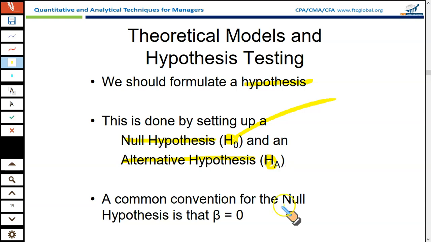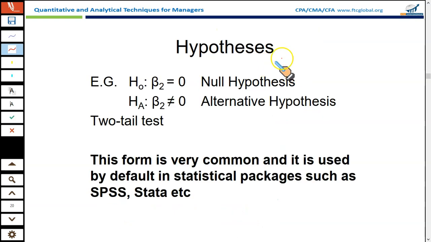A common convention for the null hypothesis is that beta is equal to 0. Let's discuss further. So let's say, for example, beta 2, let's say this is our original equation.